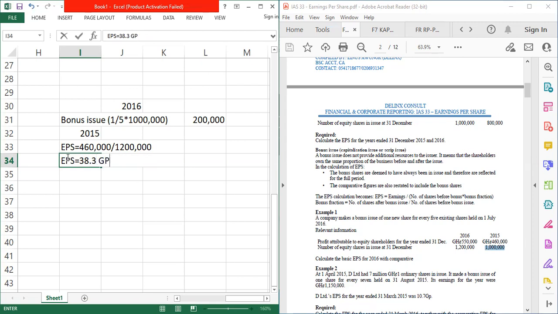Okay. Let's count to 2016. 550 divided by 1.2. Okay. So that will give us how much? 0.46.